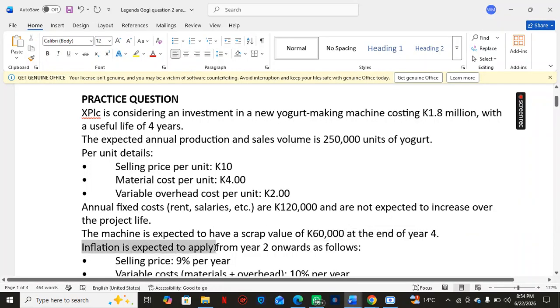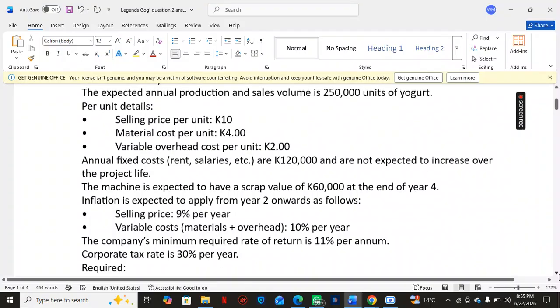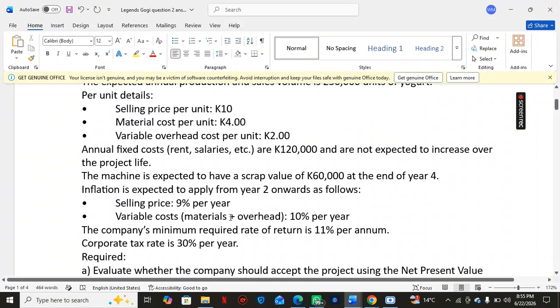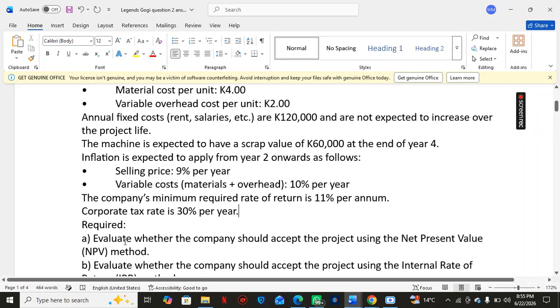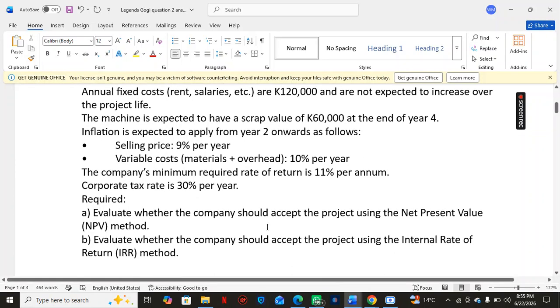Inflation is expected to apply from year 2 onwards as follows. Selling price 9% per year, variable costs, materials plus overhead 10% per year. The company's minimum required rate of return is 11% per annum and corporate tax is 30% per year. The question requires: evaluate whether the company should accept the project using the net present value method. Then evaluate whether the company should accept the project using the internal rate of return method.